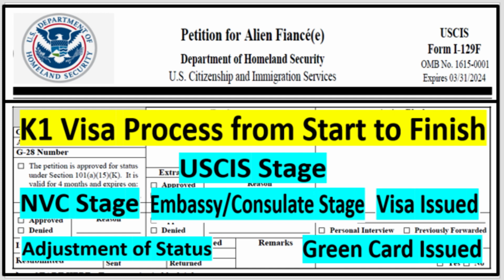In today's video, we're gonna talk about the K1 visa process from start to finish. We're gonna talk about the USCIS stage, NVC stage, Embassy Consulate stage, when a visa is issued, adjustment of status after traveling to the United States and getting married, and the last one, when a green card is issued after doing biometrics and interview.